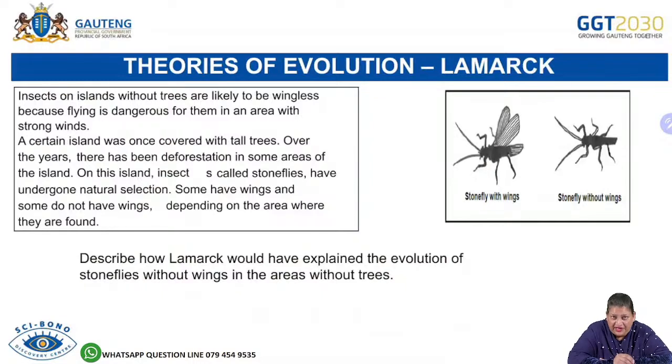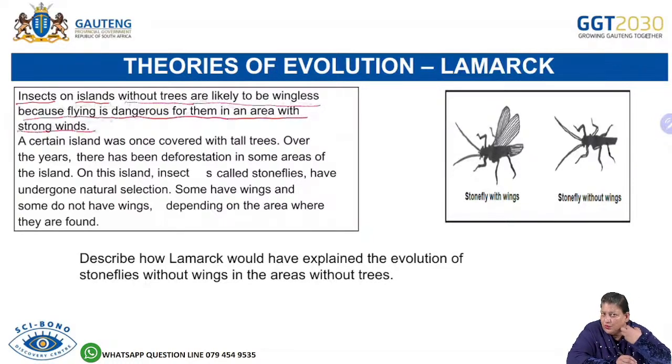Now read very carefully. Insects on islands. An island is a little land surrounded by water. Insects on islands without trees are likely to be wingless. What is wingless? It's an insect without wings, right? Where? In which area? Without trees. So if you find an island with no trees, just land, then the insects that you find there will have no wings, because flying is dangerous for them in an area with strong winds.